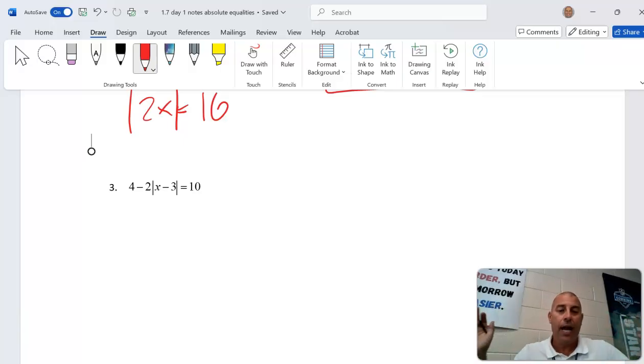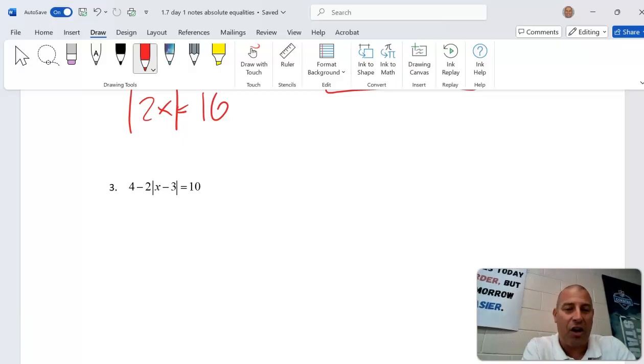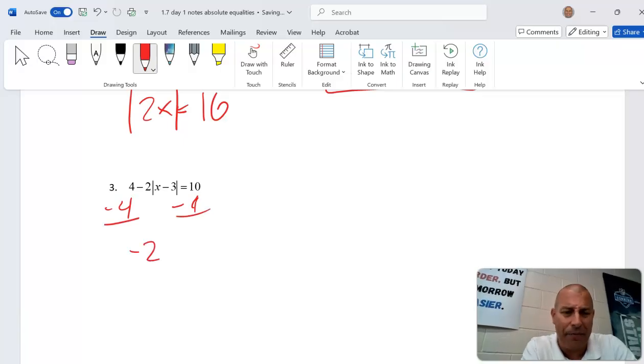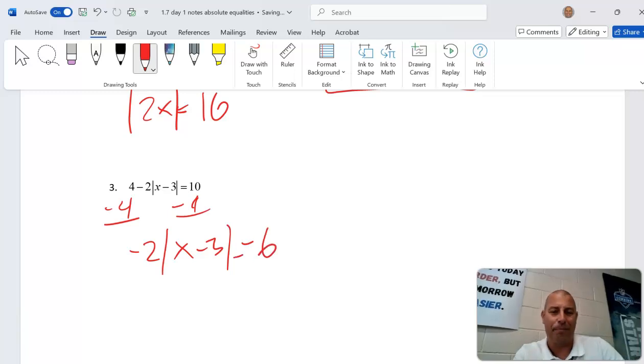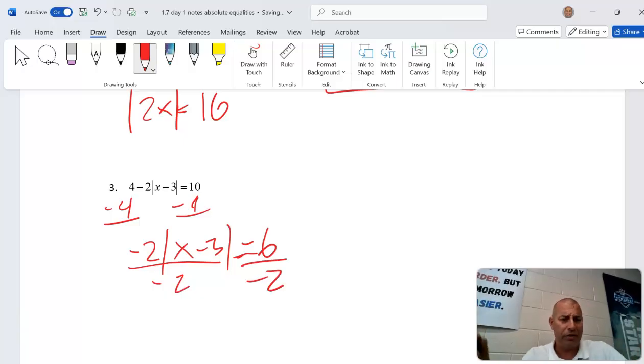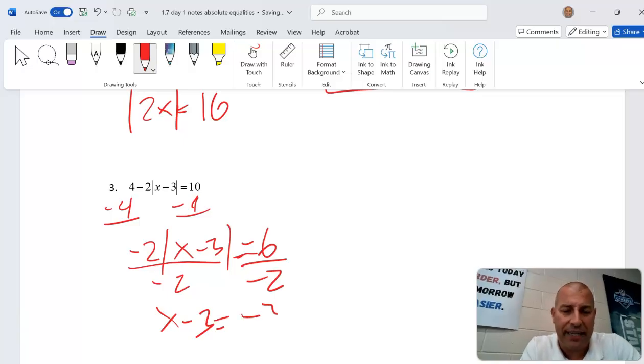So, all right. Isolate the absolute value bars there. Just like before, I'm going to subtract 4 from both sides. Very similar idea. Negative 2 times the absolute value of x minus 3 equals 6. We're going to divide both sides by negative 2. No issues here, no concerns. The absolute value of x minus 3 equals negative 3.